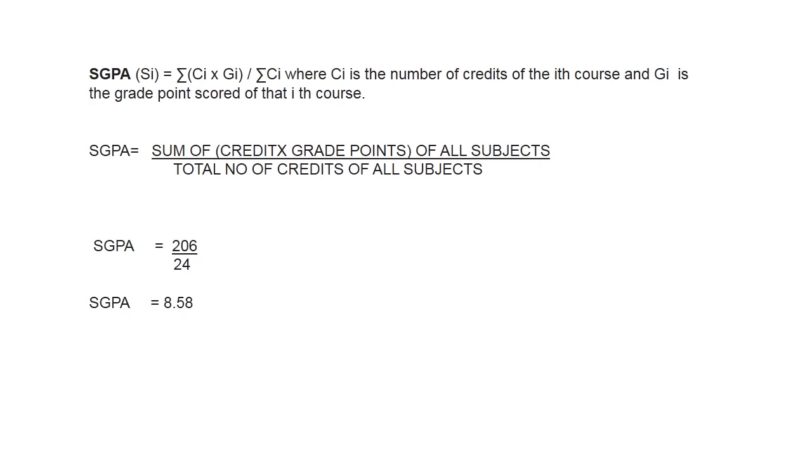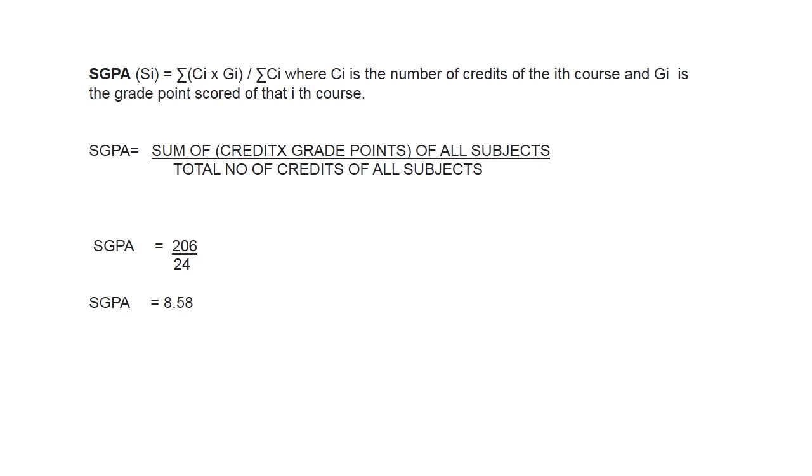If you have to calculate the SGPA, you have one particular formula: summation of Ci into Gi. Ci means the number of credits of the ith course. The ith course means any subject you take, for example engineering mathematics is also one of the subjects. For that particular subject, what is the number of credits? Into Gi. Gi means the grade point scored in that particular subject. If you take any particular subject, what is the number of credits, and what are the grade points scored in that subject?